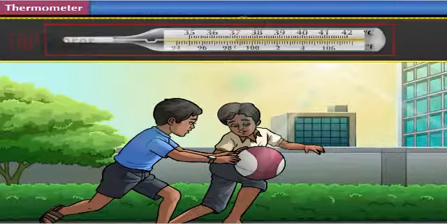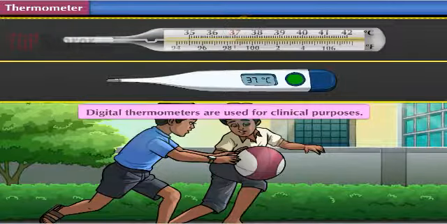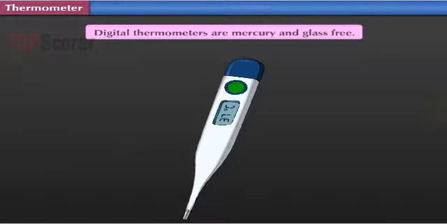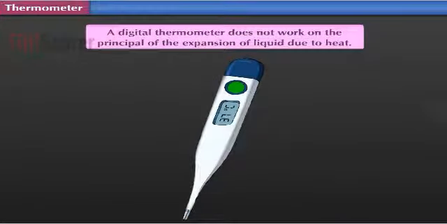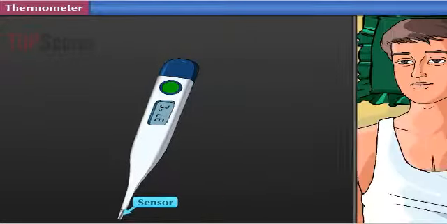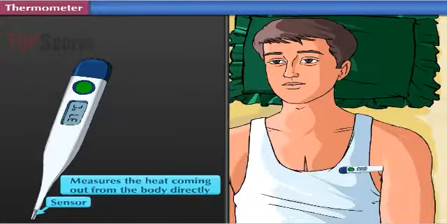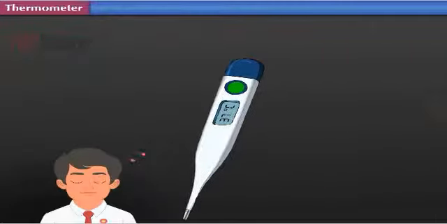Nowadays, instead of this type of thermometers, digital thermometers are used for clinical purposes. Digital thermometers are mercury and glass free. A digital thermometer does not work on the principle of the expansion of liquid due to heat. Instead, it has a sensor which can measure the heat coming out from the body directly, and from that, it can measure the temperature of the body.